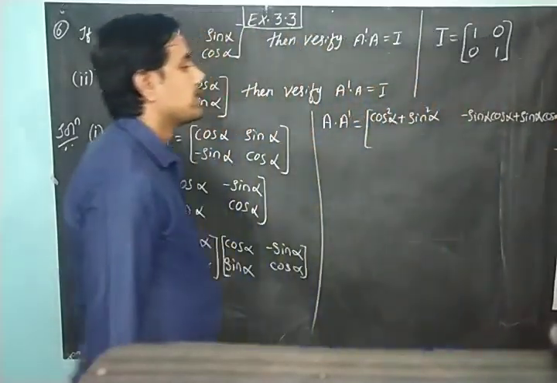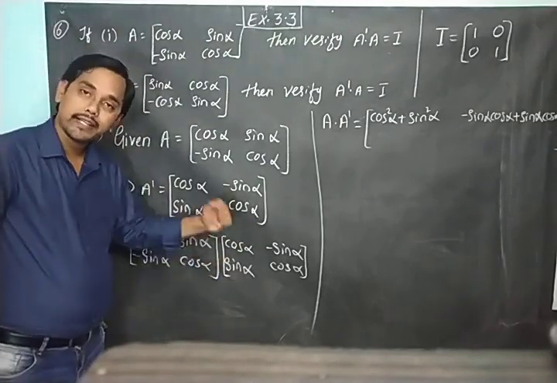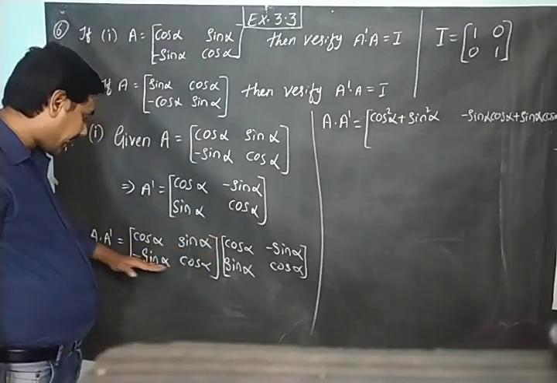Right, that is sin alpha into cos alpha. First row, we have multiplied with first column and second column. Now let us multiply second row with first column. Second row with first column.